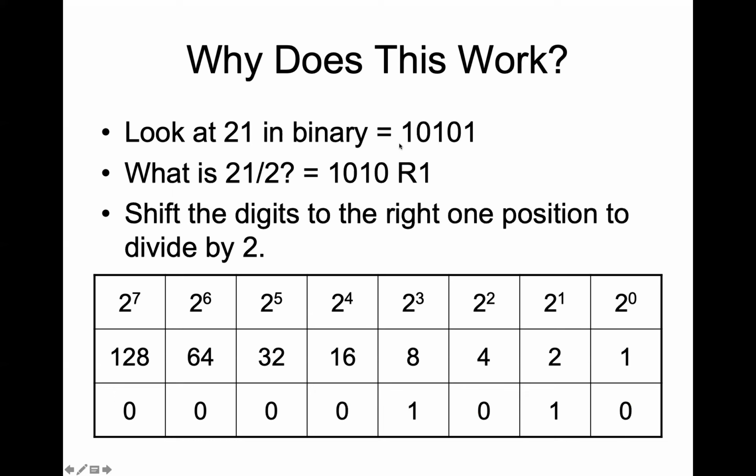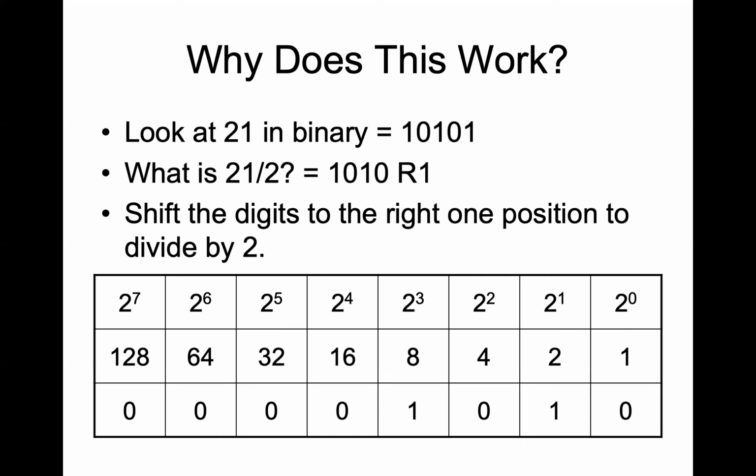If we look at 21 in binary, it's 1, 0, 1, 0, 1. 21 divided by 2 is 1, 0, 1, 0. So what we can see is that dividing a binary number by 2 is exactly the same as shifting the digits of that binary number to the right by 1 bit position. There's an awkward case of what to do with the remainder, but let's not worry about that for now. So dividing a binary number by 2 is equivalent to shifting it right by 1 place. And multiplying a binary number by 2, by the exact same reasoning, can be accomplished by shifting it 1 bit position to the left, although we don't need to know that right now.